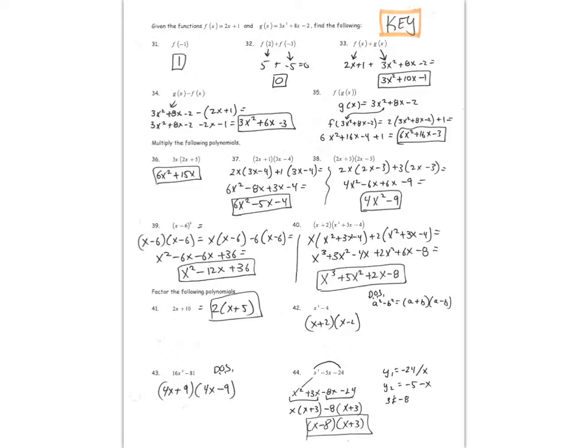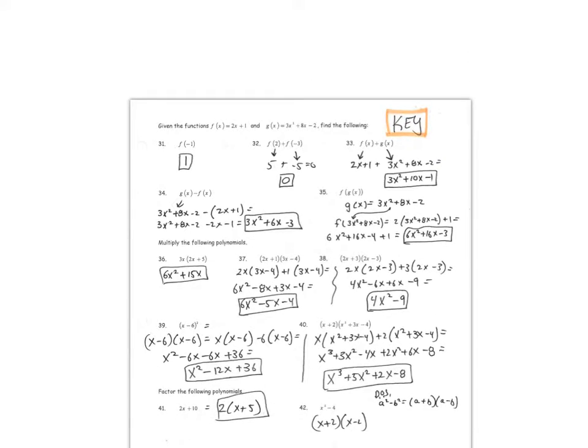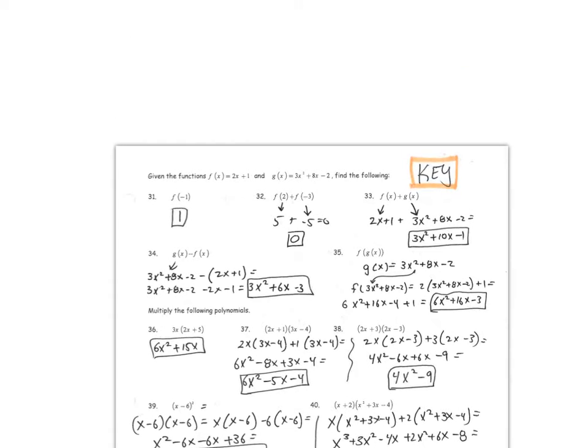Okay, we're going to start with problem 31, and this is function notation, and this is pretty much a lot of calculator work. We're going to start off with looking at, given the function f of x is 2x plus 1 and g of x is this, find the following. We're first going to find f of negative 1.